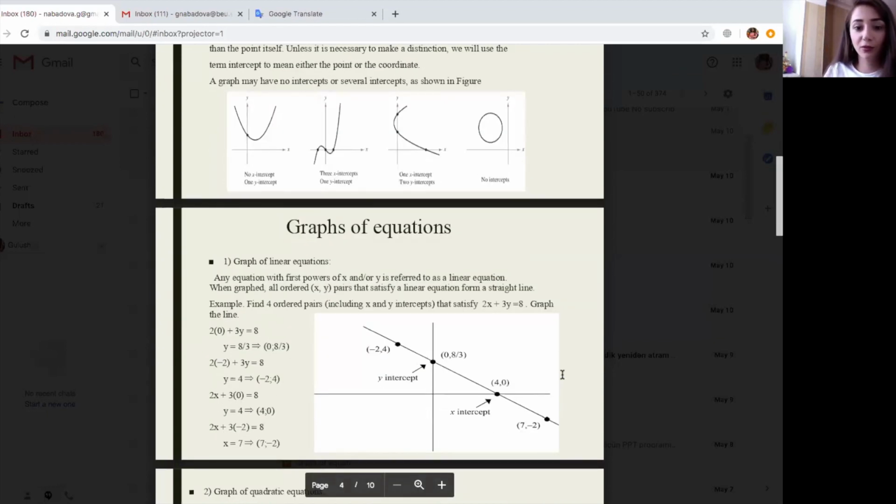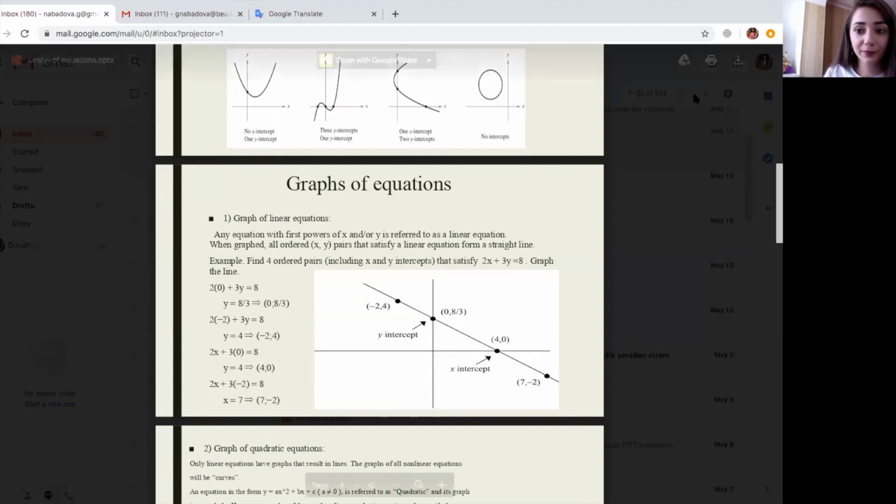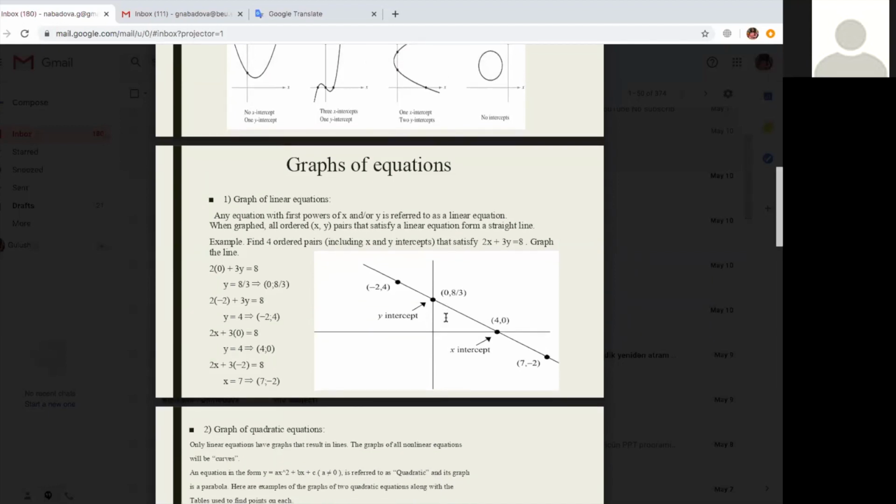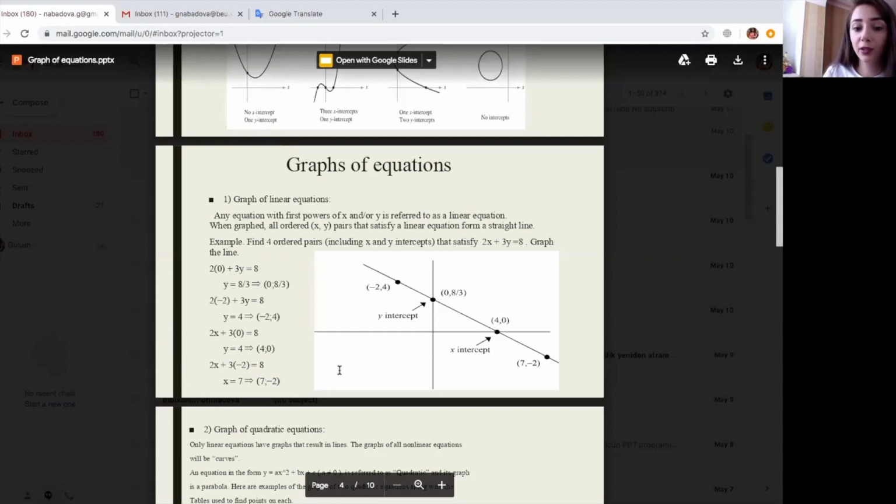Something went wrong with the set of Behman. Maybe internet connection. Yes. But I looked through the presentation of Behman. He talked about graph of equations and he gave examples.